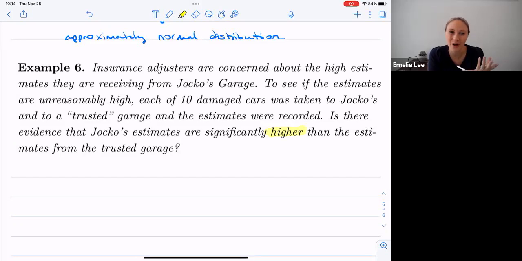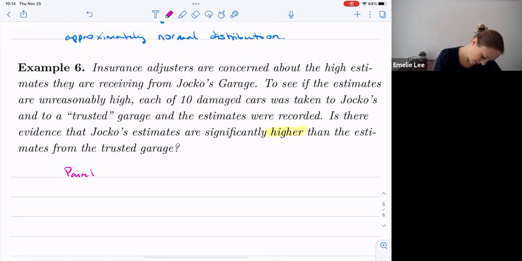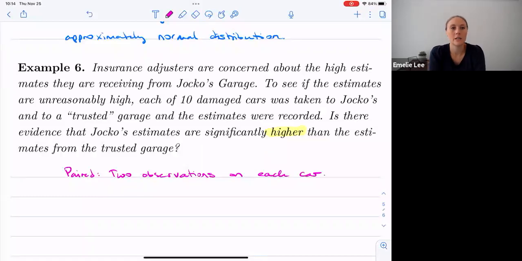And it depends on how you calculated the differences, because this is paired data, right? Paired, because we have two observations on each car. So if we want to look at the difference between Jocko's estimates and the trusted garage, we would have to calculate that difference, and then we analyze those differences.